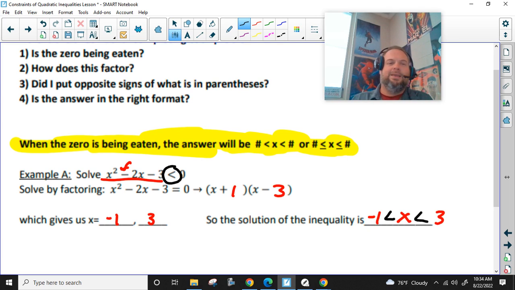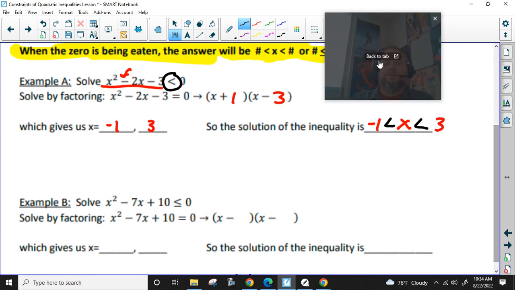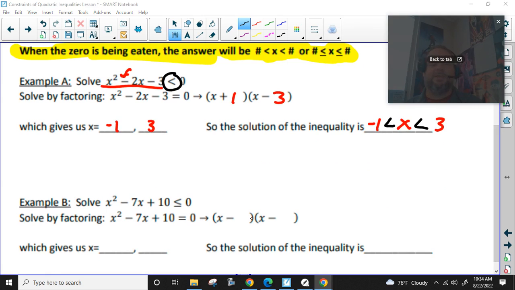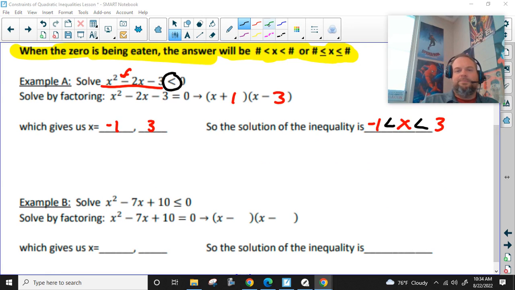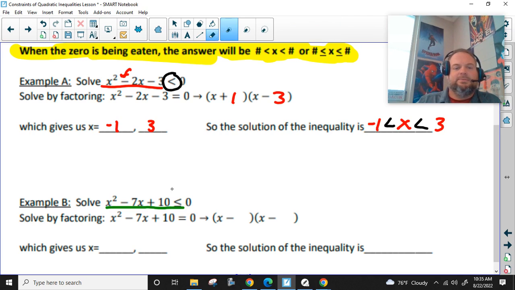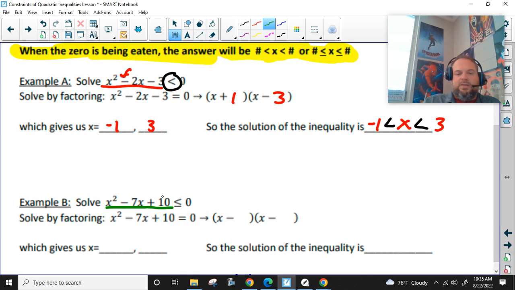All right. So let's look at this one. So we have this problem right here. The 0 is being eaten by the alligator. Whether it's bigger or not, it's still being eaten. So we need to say what are the factors of 10 that would combine to give us -7.